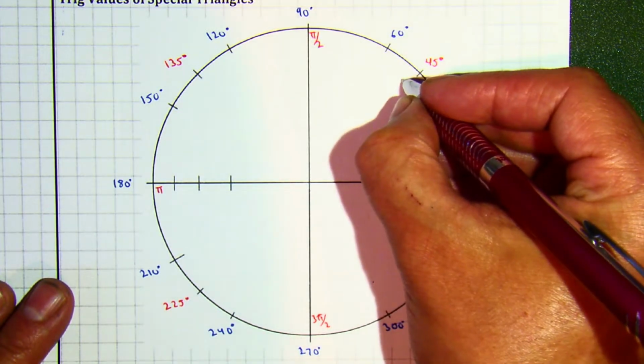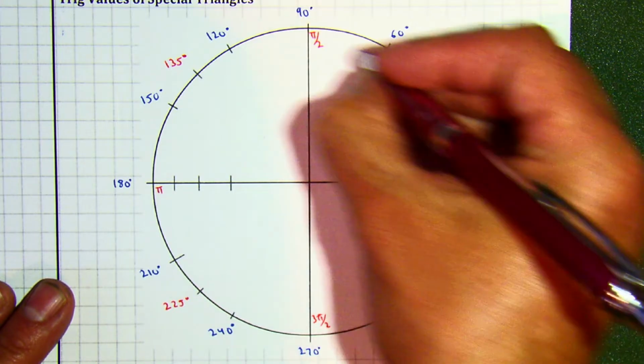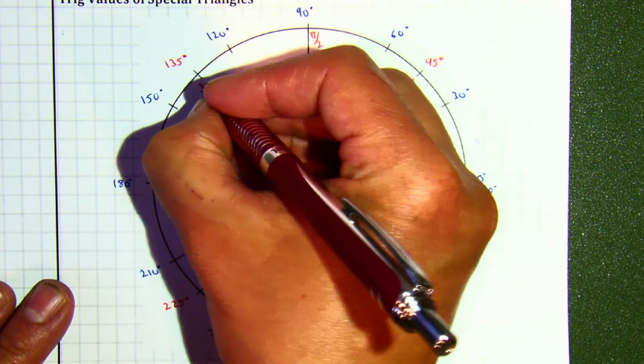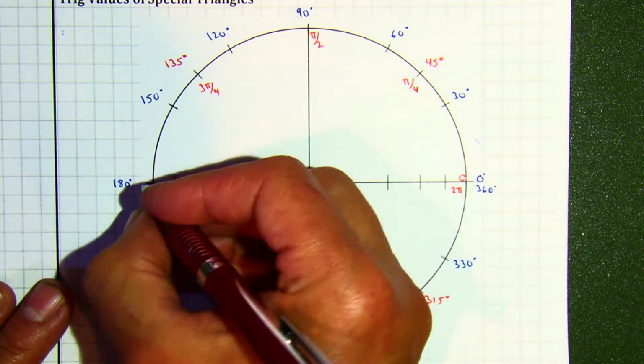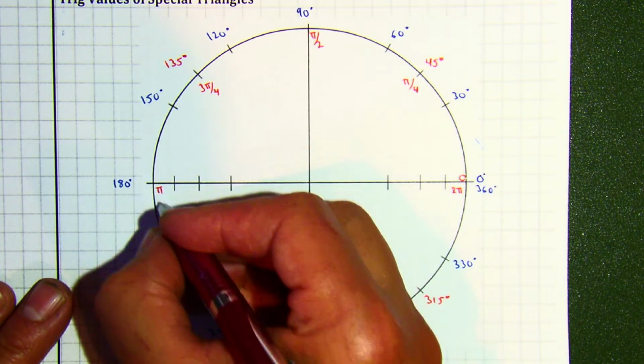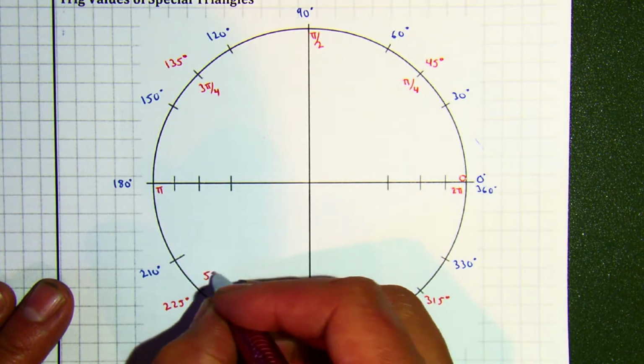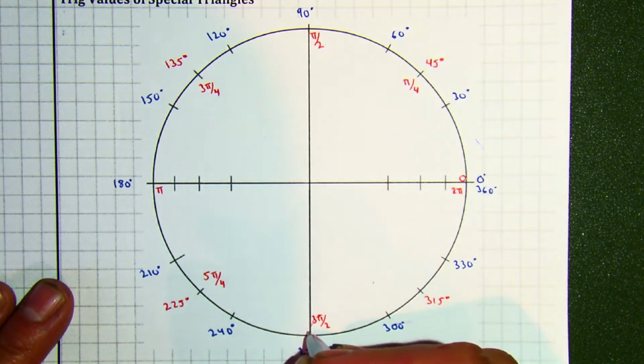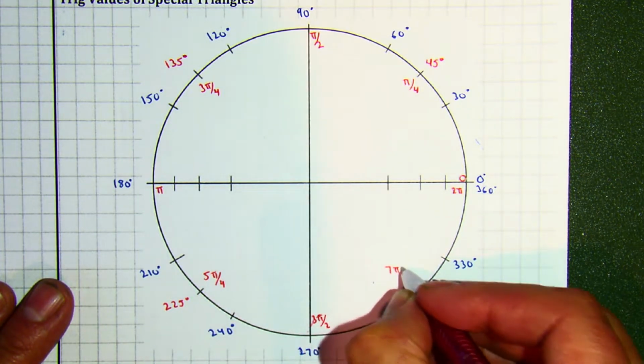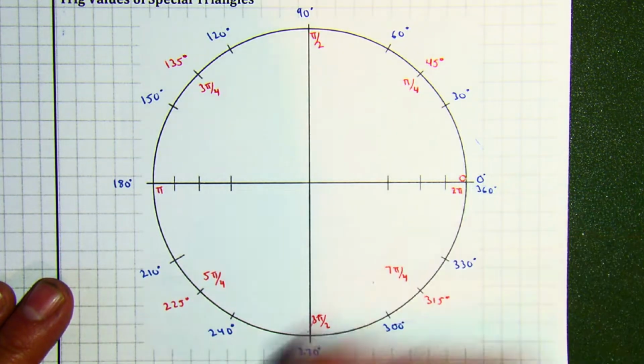Now your 45s is pi over 4, 1 fourth, 2 fourths, 3 pi over 4. This is 4 fourths, which is 1 pi. This is 5 fourths, 6 fourths, 7 fourths, 8 fourths.